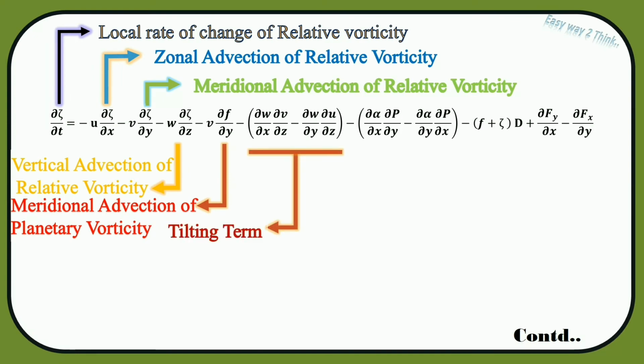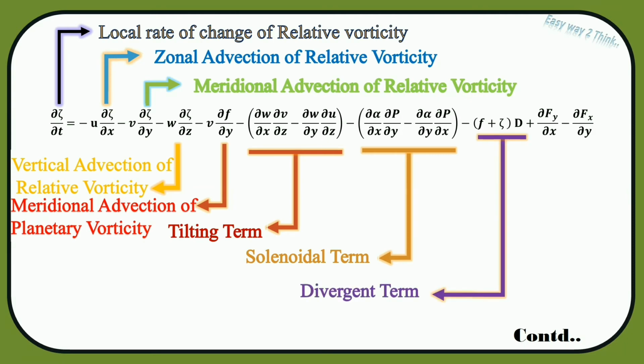This term is referred to as the tilting term or twisting term of velocity, which is formed due to the velocity gradient. This term is the solenoidal term, which occurs only in a baroclinic atmosphere and is absent in a barotropic atmosphere. Well, this term is the divergence term. And the last term, we know, is the friction term.